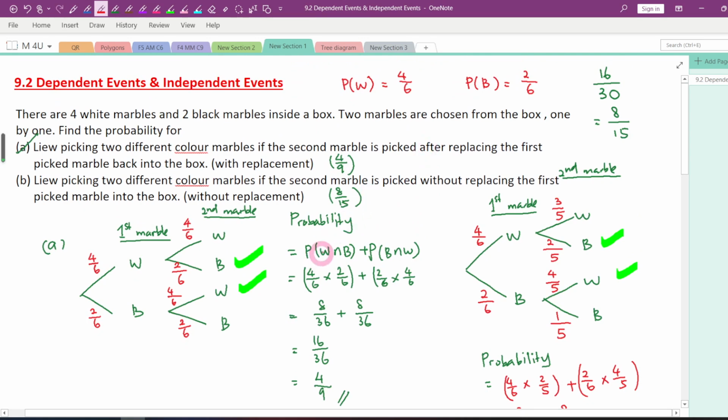Now, you try to observe these two tree diagrams. You will notice that for the first situation with replacement, the probability of getting white is always 4 over 6. The probability of getting black is always 2 over 6, no matter what the first marble picked is, right? In this situation, we call this combined event an independent event.